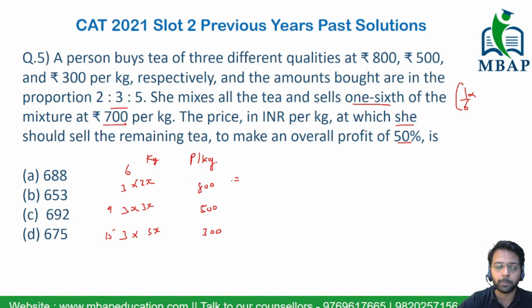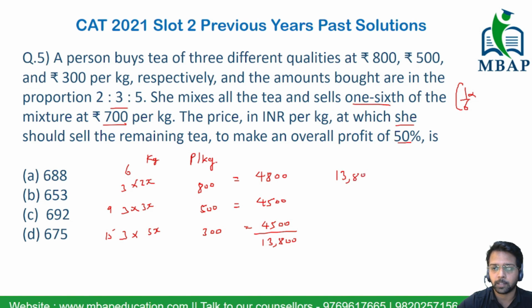Now let's see the total amount. 6 kg is going to cost how much? 6 8s are 48, so this will give you a cost of 4800. This will give you a cost of 4500, and this will again give a cost of 15 3s, 4500. So the total value of this 30 kg of all the varieties of teas clubbed together will account for 45 45 90 plus 48, which is 13,800.